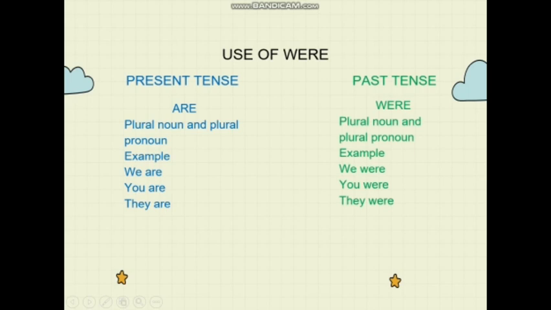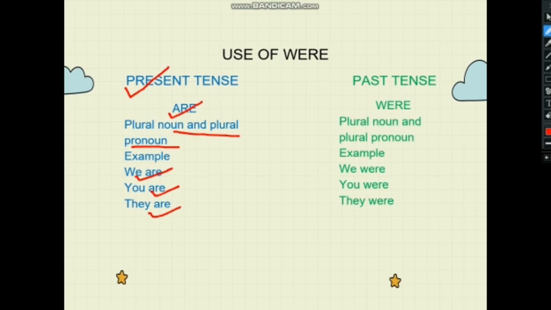Now see children, when we are using the present tense and we are using the plural nouns and the plural pronouns, we use are. हम लोग किसका use करते हैं? Are का use करते हैं. Like we say, we are, you are, they are. इससे हम सेंटेंस बना सकते हैं like we are playing, you are going to the market, they are sitting, they are jumping. So यहाँ पे we, you, they are all the plural noun and pronoun. और हम कौन से टेंस में बात कर रहे हैं? We are talking about the present tense.